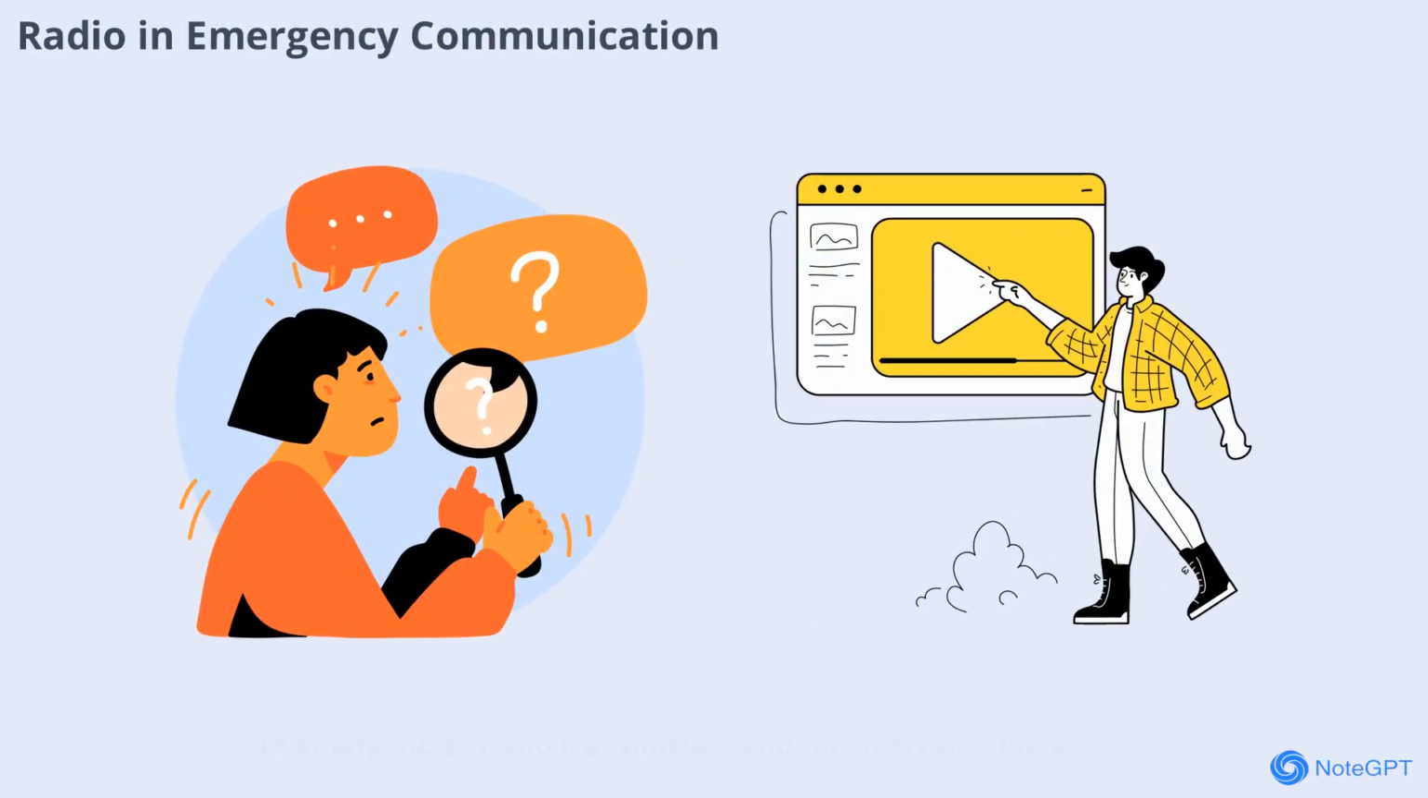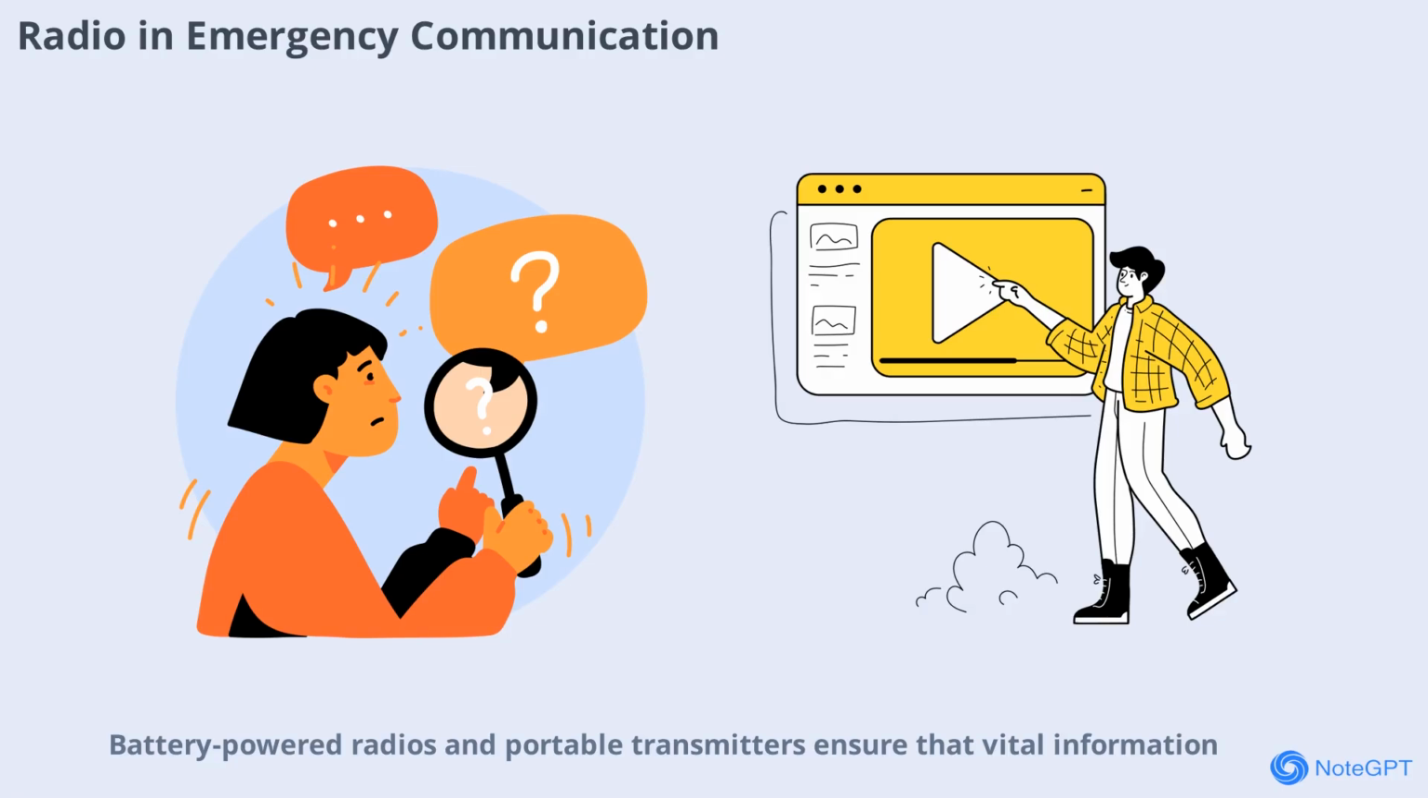In emergencies, radio transmitters and receivers provide a lifeline for communication when other systems fail. Battery-powered radios and portable transmitters ensure that vital information can be shared even during power outages or network disruptions.